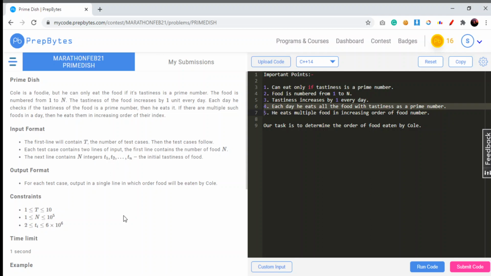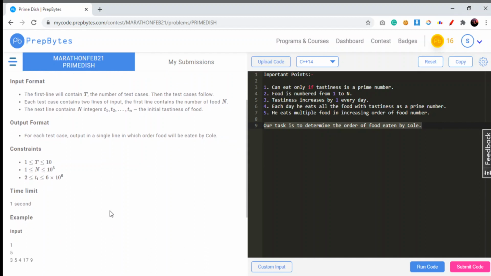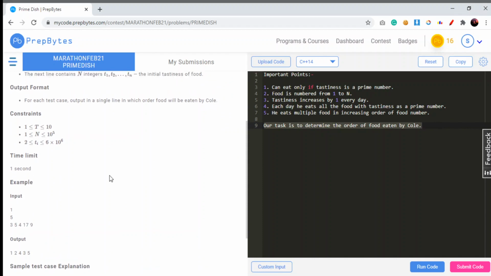Coming to the output format, for each test case we will have to print a single line in which we will have to determine the order of food eaten by Cole. That's the task of this problem. The constraints are T ranging from 1 to 10, N ranging from 1 to 10^5, and the tastiness values can range from 2 to 6 times 10^6. The time limit for solving this problem is 1 second, and this is the sample input and output.